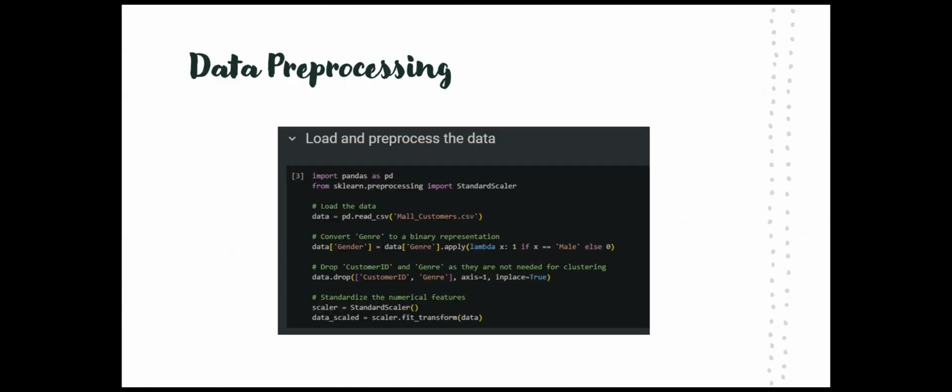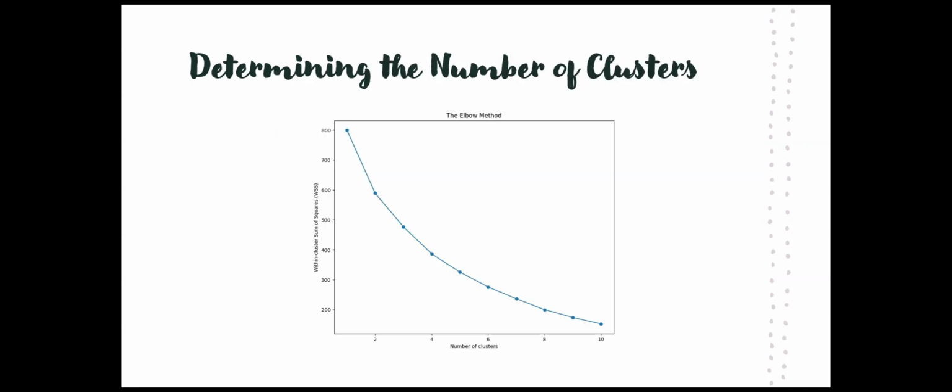Our first step was to pre-process our data. We loaded our dataset and performed several pre-processing steps, including encoding categorical variables such as gender, removing unnecessary columns, and scaling our features to prepare for clustering. This standardization is crucial as it puts all features on the same scale, allowing for meaningful comparison and analysis.